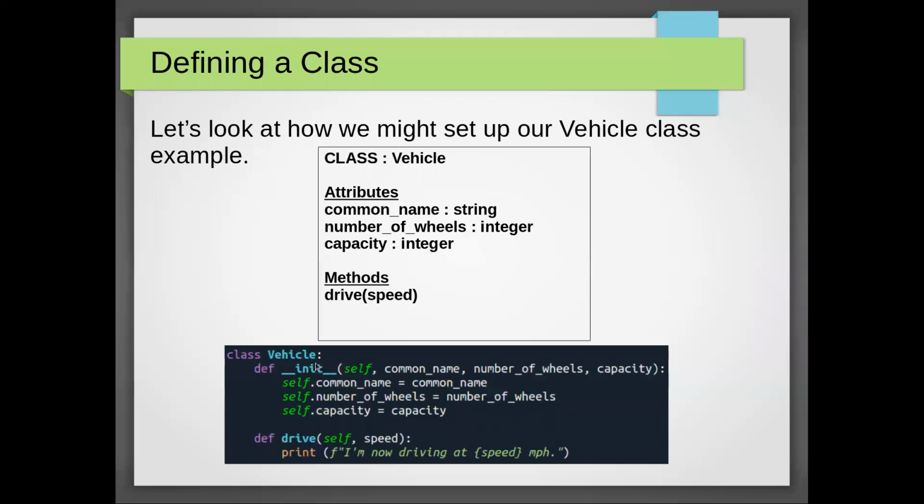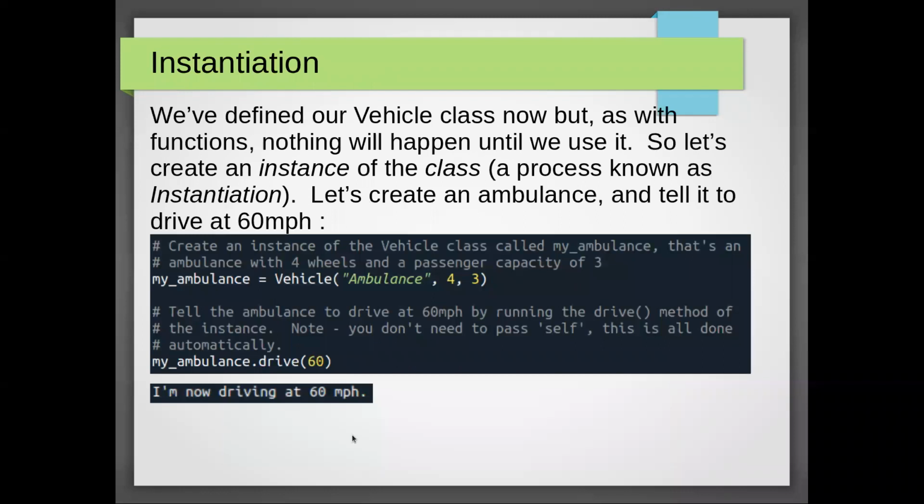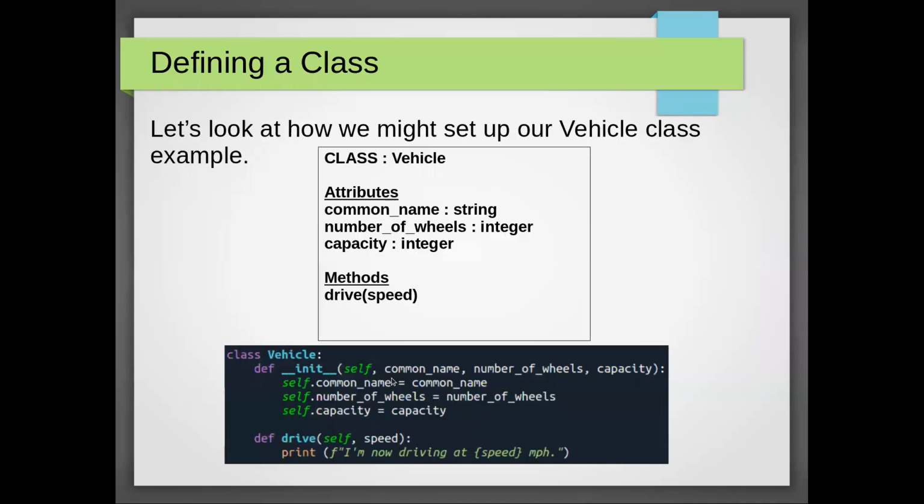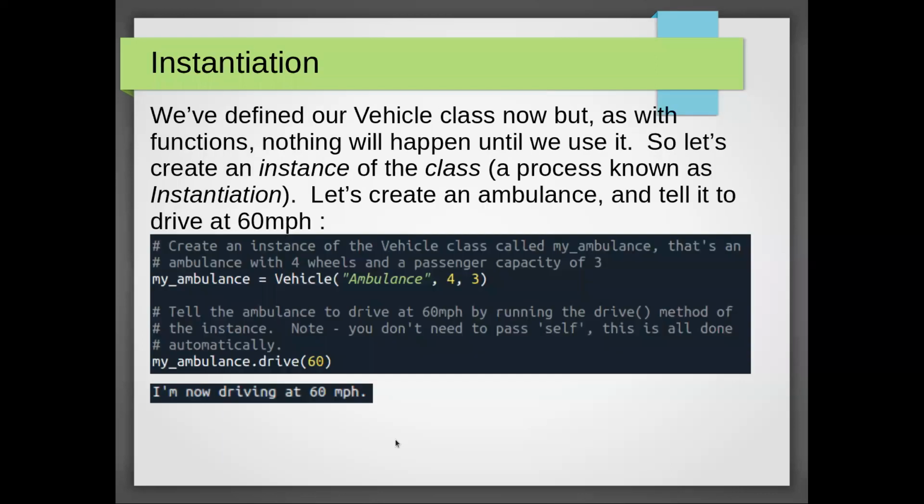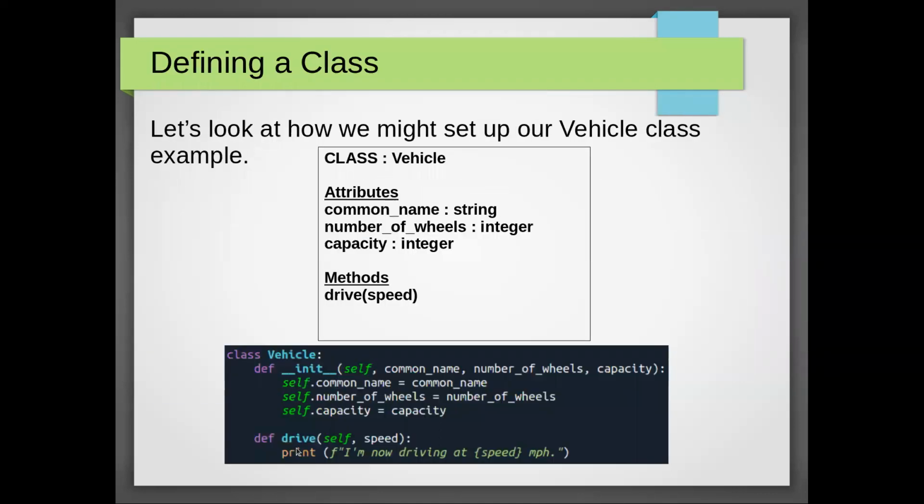So my ambulance has this drive method in it that was constructed at the time. I'm going to pass in a value of 60 because it needs to know the speed for this particular method. And if I call that, it will then print this message here: I'm now driving at 60 miles per hour, because that's what the drive method does. But I've done that on a copy of this class. So it's not this class that's been called, it's a copy of it, an instantiated version of this class known as an object.